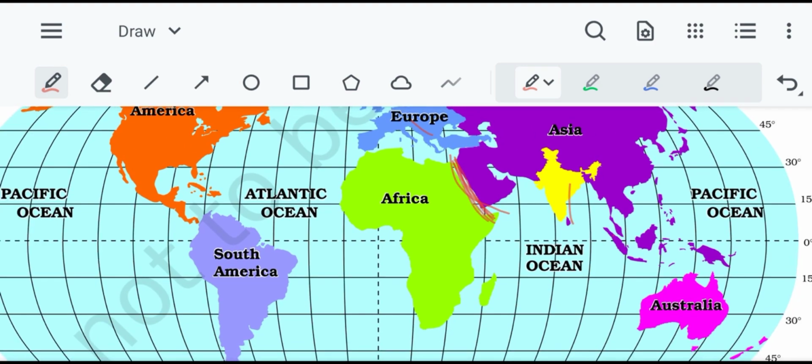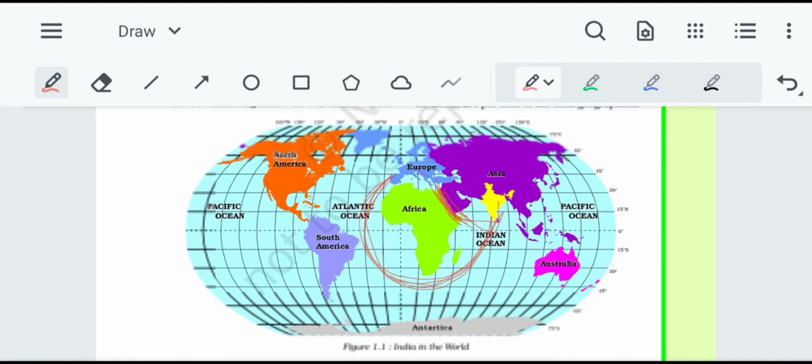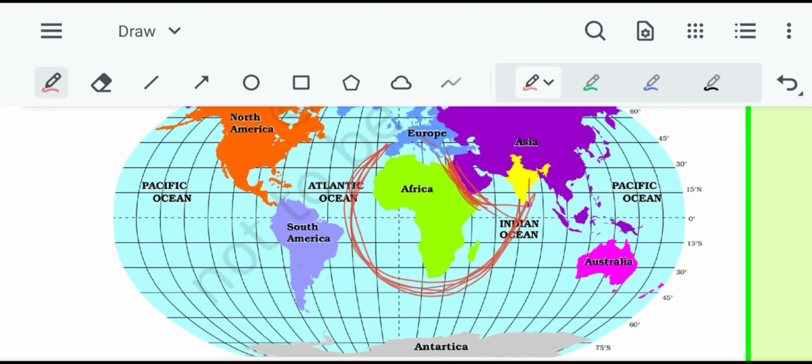From the opening of this canal, the difference of 7,000 kilometers has decreased between Europe and India. Before opening this, the route was this one, and it was 7,000 kilometers longer. Now it has become shorter. So remember it.